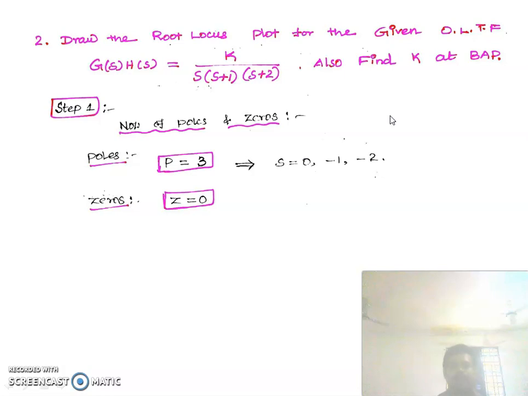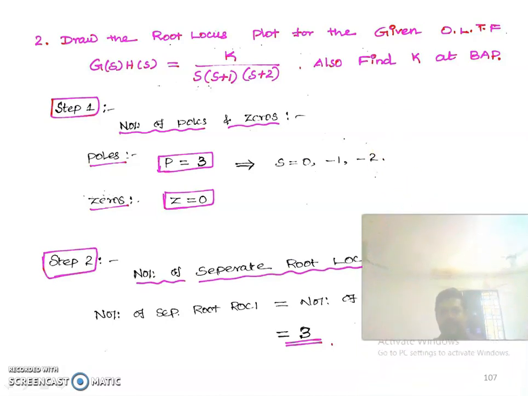What is the first step? The first step is to find the number of poles and zeros. By analyzing this transfer function, we understand that it has only poles and does not have any zeros, and we have three poles: one at s = 0, another at s = -1, and another at s = -2.